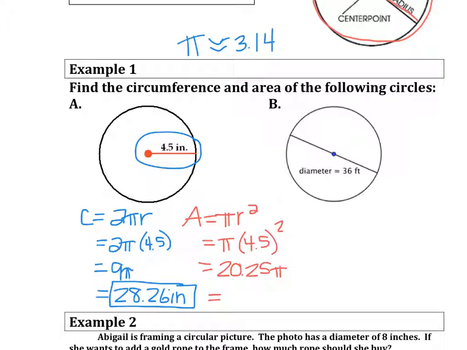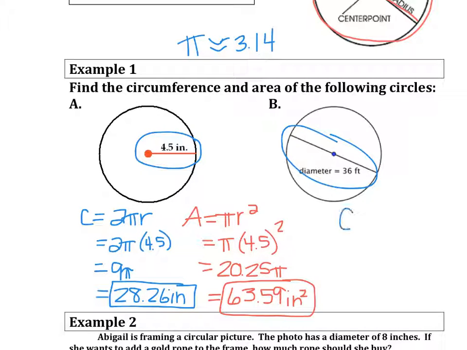Like let's say on the PSSAs they have the answers in terms of pi, then you would just stop right there. But we're going to go one step further and multiply by 3.14. So we have 63.59. I'm going to always round these to the nearest hundredth, and that will be in inches squared, since it's area.